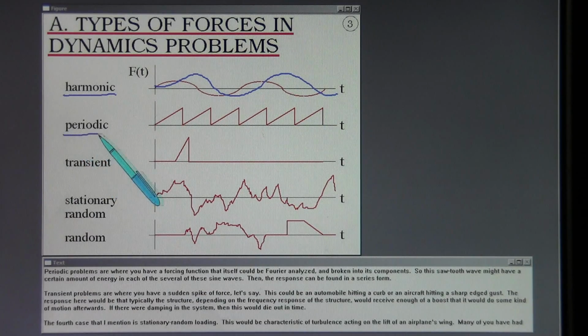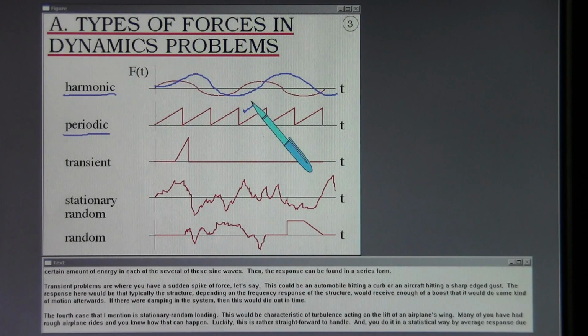Periodic problems are where you have a forcing function that itself could be Fourier analyzed and broken into its components. So this sawtooth wave might have a certain amount of energy in each of the several of these sine waves. Then the response can be found in a series form.